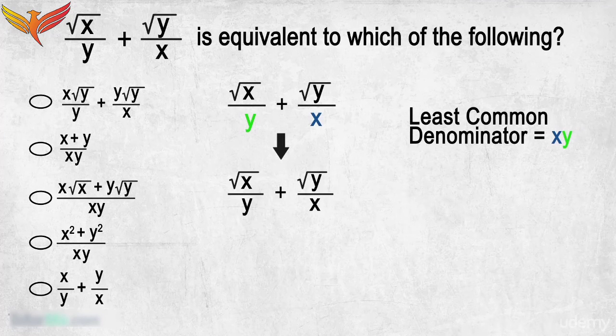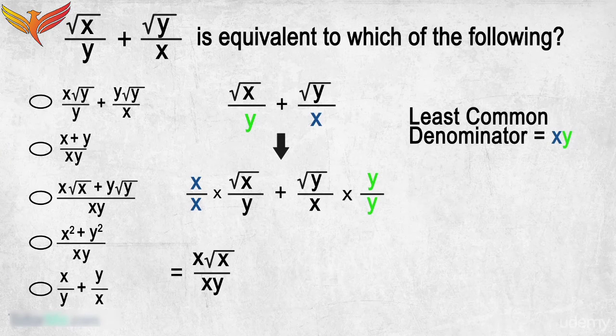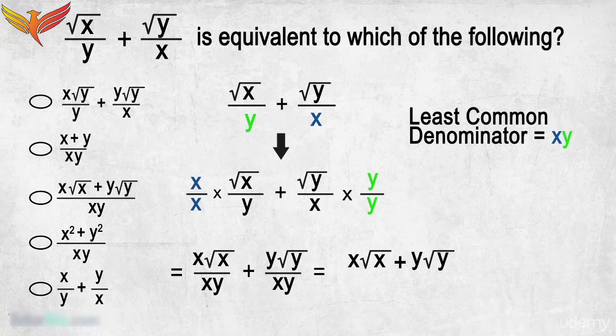So we multiply the left side by x over x and the right side by y over y. This simplifies to x root x over xy plus y root y over xy. Now we can add the numerators together, and we're left with x root x plus y root y over xy.